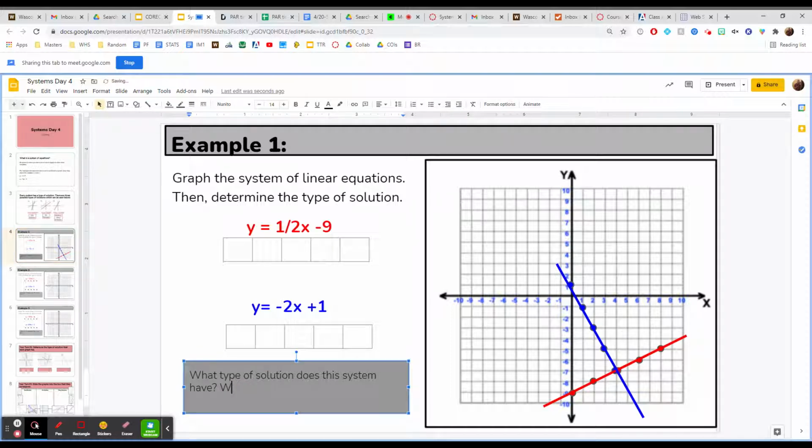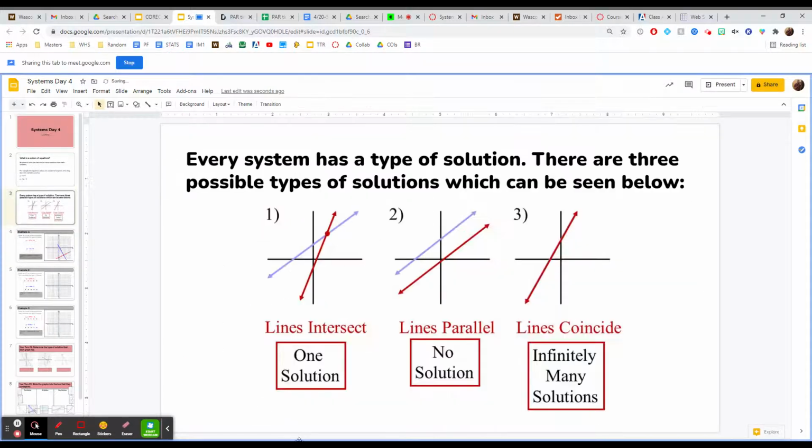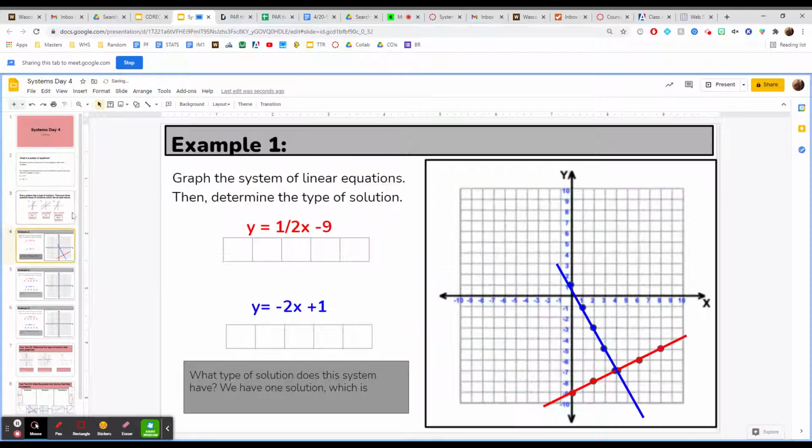We have one solution, which is, at what point do they intersect? Well, x seems to be 4 and y is -7, so we're going to say (4, -7). And that's the solution for this system of equations.